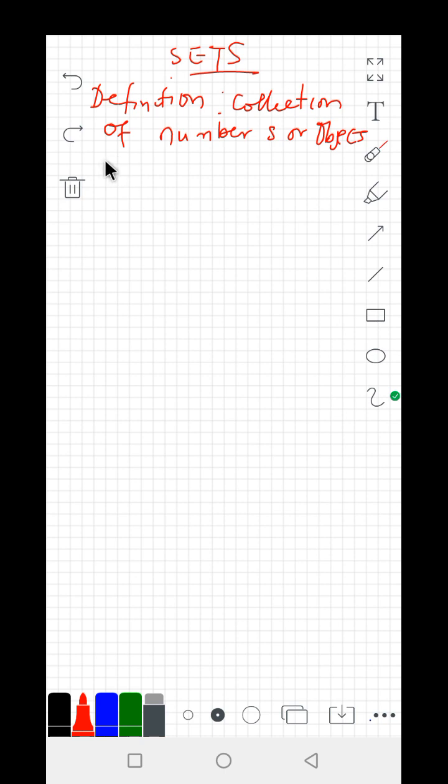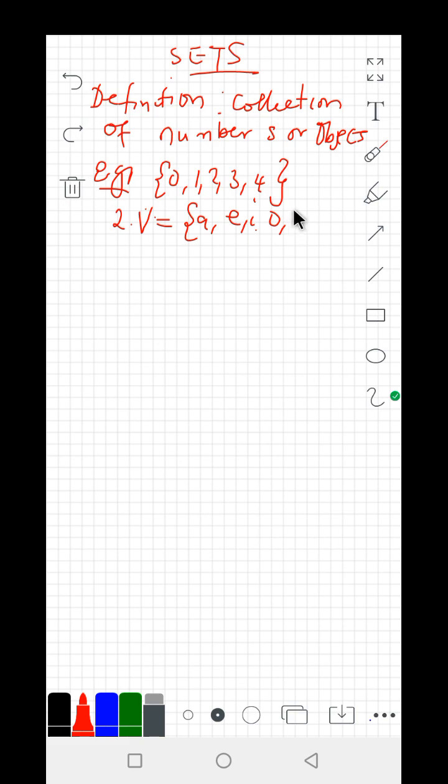For example, if we have a set of numbers, example one, we have numbers like 0, 1, 2, 3, 4. This is a set of numbers. Or we can also write another example to be the set of all vowels. You can call that V. We are all familiar with our vowel sounds. So that's a set.